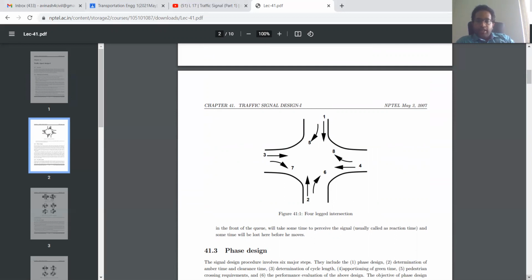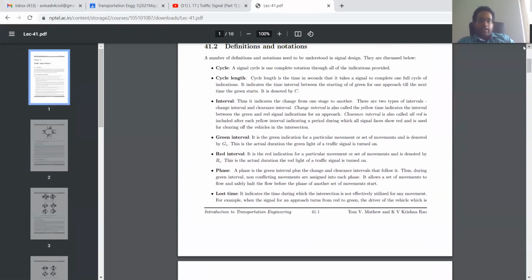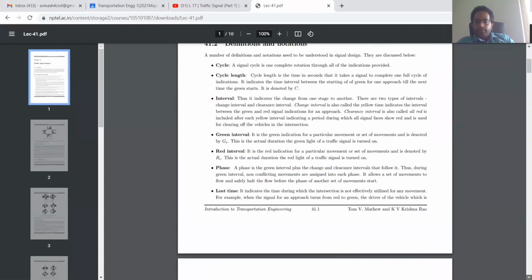The driver will be standing in front of the queue. For that particular driver, there will be some time required for perceiving the signal. The driver needs to perceive the signal, and some time will be lost before the driver makes his movement. You call this time the lost time. So these are the different definitions in traffic signal. You have to understand what is a cycle, cycle length, interval, green interval, red interval, phase, and lost time.